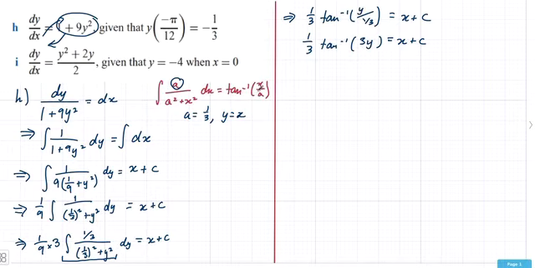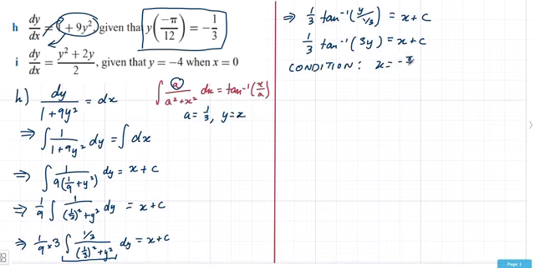Okay, so what we're going to do is put our conditions in now. This condition here tells us that when x equals negative pi on 12, y equals negative a third. So we're going to sub that in. So we've got a third inverse tan 3 times negative a third, which is negative 1, equals negative pi on 12 plus c. We've got a third.